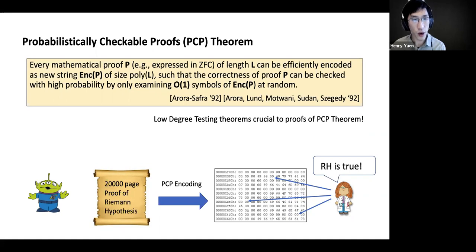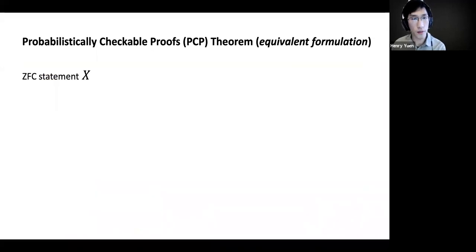So quite remarkable. And low degree testing theorems are crucial to the proofs of the PCP theorem. Today, we know of alternate proofs of this PCP theorem that don't use low degree testing, but really in the early days, they were very, very essential to proving this. So to give you a sense of how low degree testing plays a role in proof checking, here's an equivalent formulation of the PCP theorem.